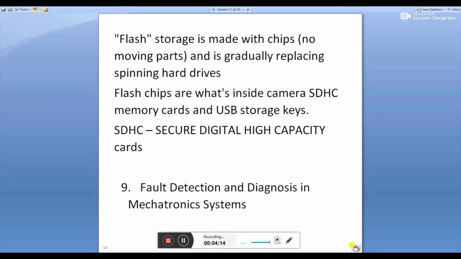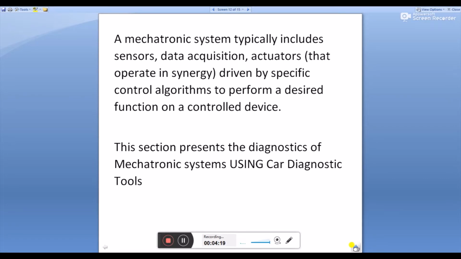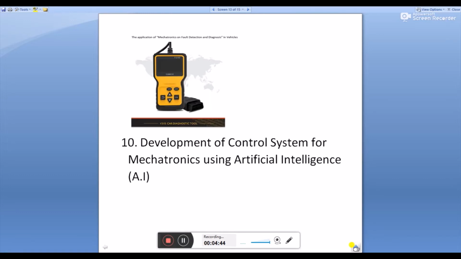So let's look at fault detection and diagnosis in mechatronics systems. A mechatronics system typically includes sensors, data acquisition, and actuators that operate in synergy, driven by a specific control algorithm to perform a desired function on the control device. This section presents the diagnostics of a mechatronic system using what we call the car diagnostic tool. So in this case, we're looking at the car, and at how we can diagnose faults in a car using the car diagnostic tools.